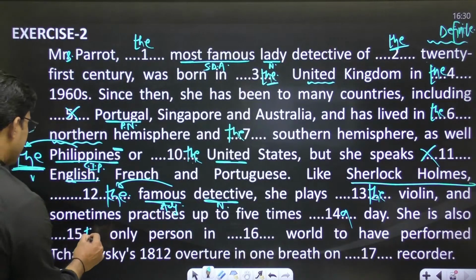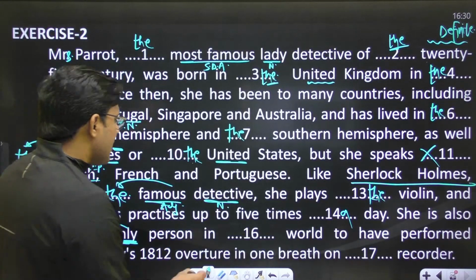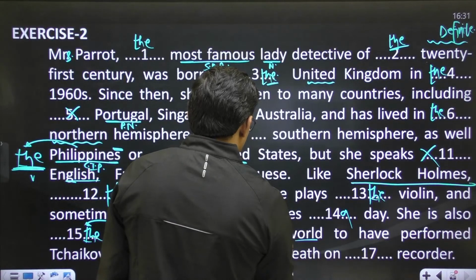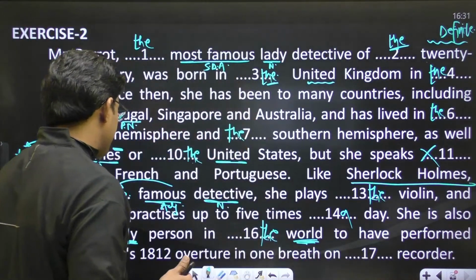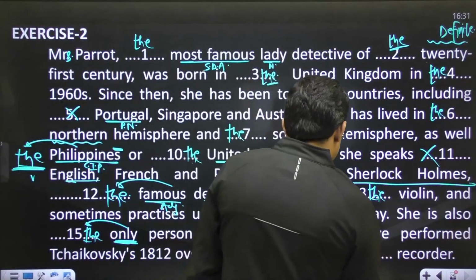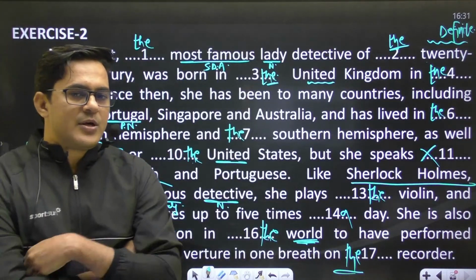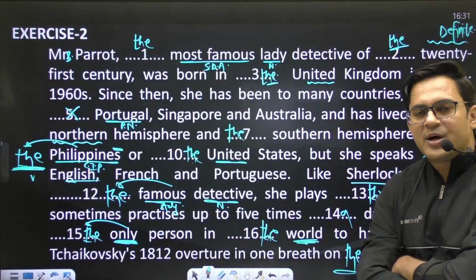She's also the only. This only is a determiner, and it demands the article the before it. The only person in the world, you can say in the world. Okay, we use the article the. To have performed with the recorder. In the world will be the right answer. Yes, musical instruments demand the article the before them.